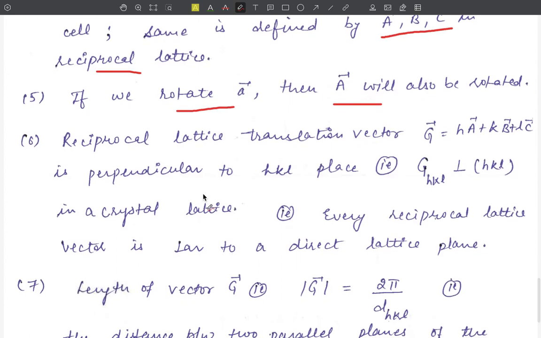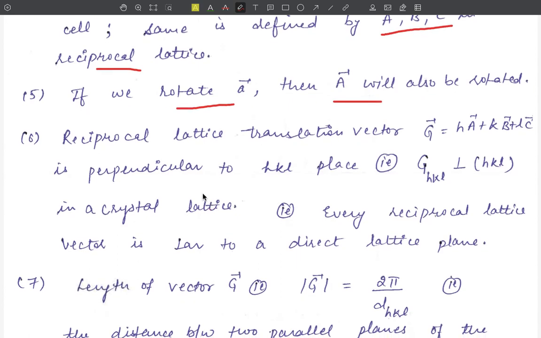The next property of the reciprocal lattice is that the reciprocal lattice translation vector, that is capital G vector, which has a value of H A vector plus K B vector plus L C vector, is perpendicular to the HKL plane. That is, G HKL is perpendicular to the plane HKL in the crystal lattice. That is, every reciprocal lattice vector is perpendicular to a direct lattice plane.